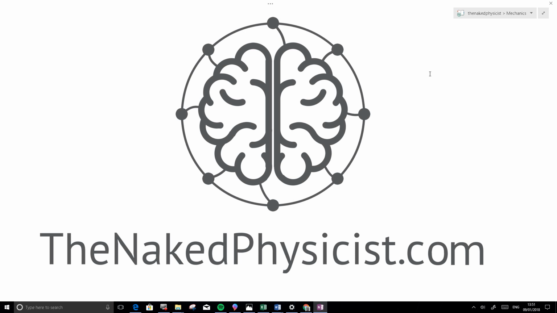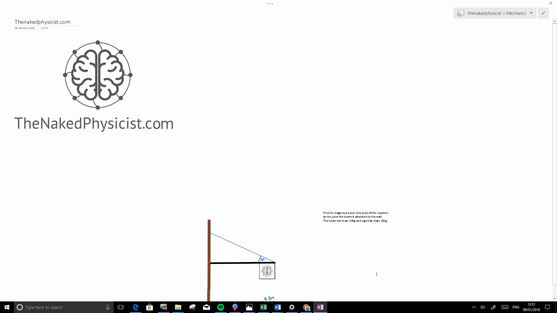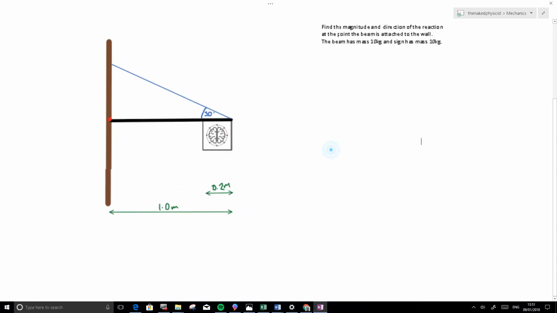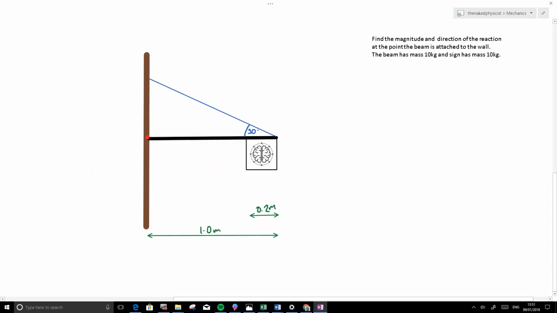The first thing we're looking at today is the classic hanging signs question. This question comes up in various guises quite commonly at A-level and almost all exam boards because it's a great way of putting linear forces and moments together, and understanding the basic idea of equilibrium, and that all forces are balanced in all directions. That's really what equilibrium means.